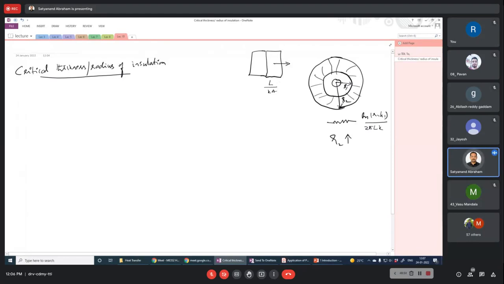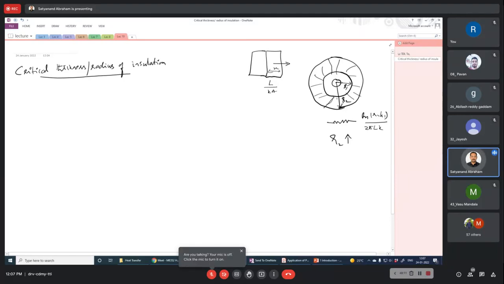Does the thermal resistance increase or not if I increase the thickness? Yes, sir, it is going to increase. That is clear in a Cartesian system. It is going to increase.